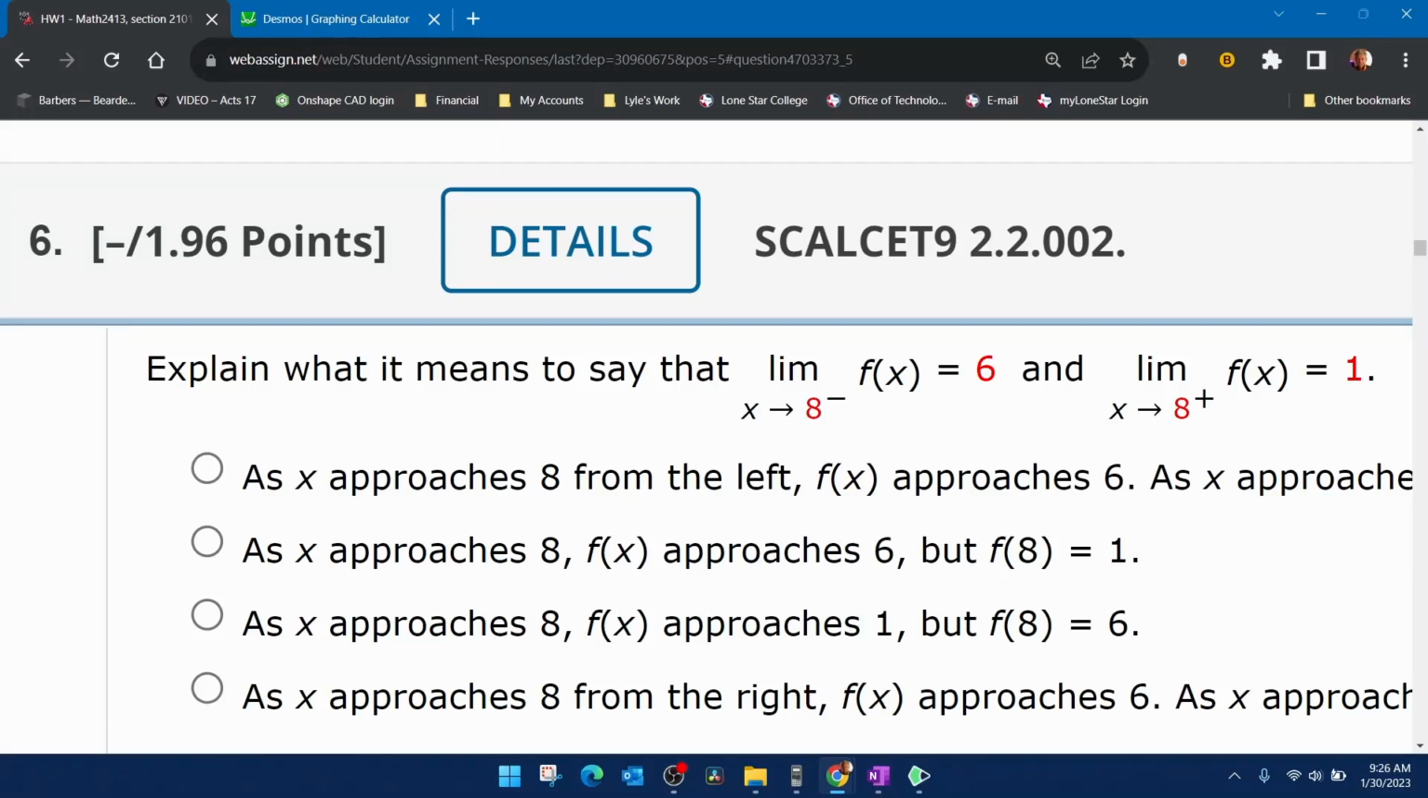All right, here we go. Question number 6 from our Calculus 1 homework number 1 in WebAssign. They want us to explain what it means to say, and then they have two separate limits written down. So I'm going to go through each one of these limits and show you how to read it correctly, and then we're going to come back and choose which description is correct.